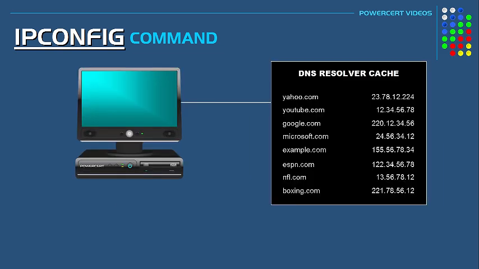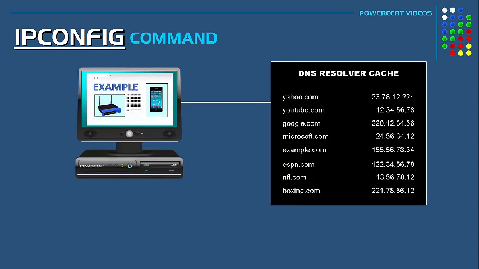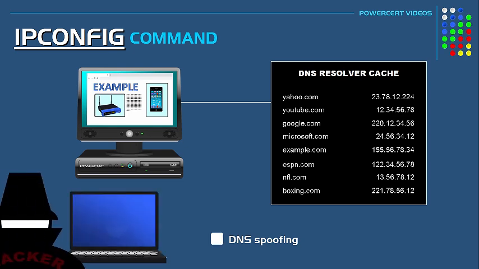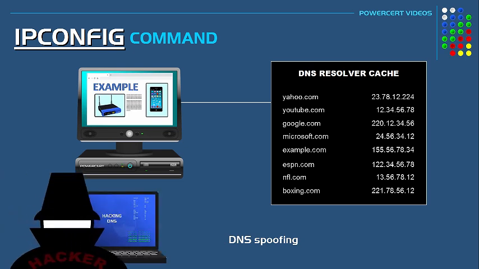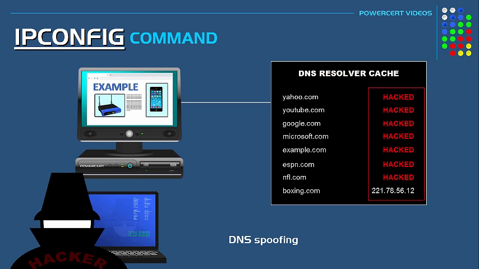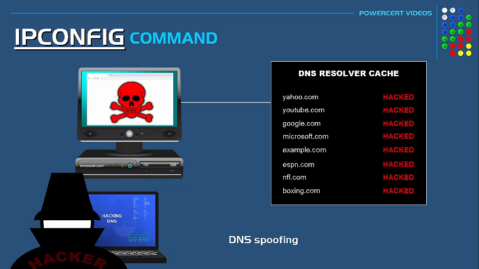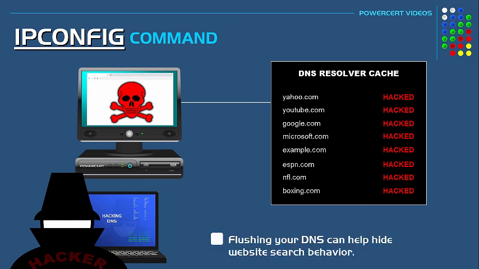And flushing your DNS can also help with security concerns, such as DNS spoofing. Now, DNS spoofing is when hackers and malware can alter your DNS cache and redirect you to fraudulent websites, and they can use this tactic to steal sensitive information. So this is why you should flush your DNS if you suspect that your DNS cache has been maliciously altered. And finally, another benefit of flushing your DNS cache is that it would help hide your website search behavior.